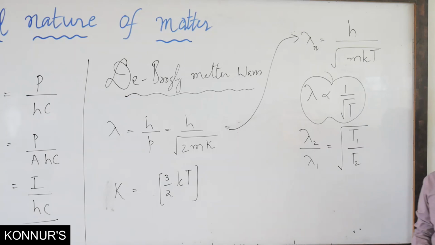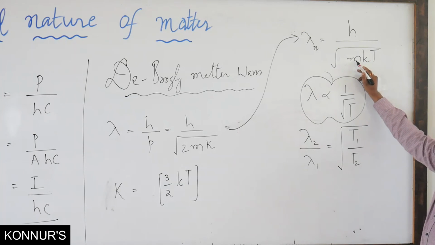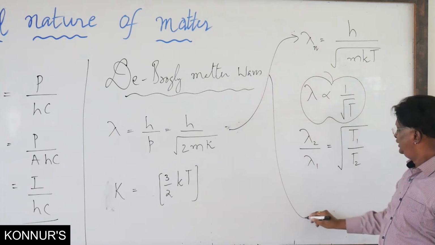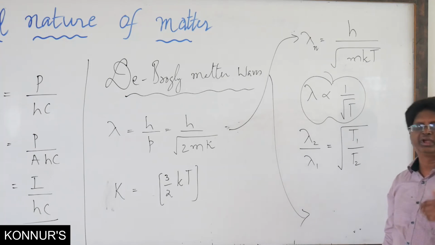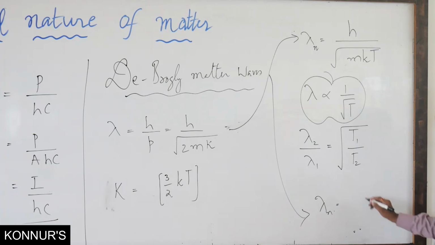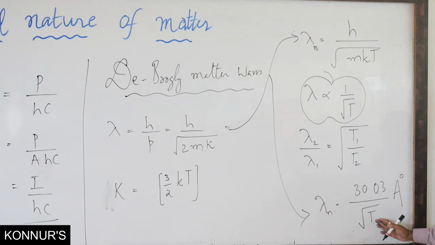Whereas I would like to tell you this: supposing it is asked in the examination for a neutron, substituting the values of m and k, I am doing it and giving you a number. If you can remember it, it will be helpful for you. Just try, not any must. If you can try and remember, it will be good. Then for a thermal neutron, this lambda value is nearly 30.03 upon root T, and the answer is directly in angstroms. So for a given temperature, what will be the de Broglie wavelength of the neutron? Substitute and find the answer in angstroms.